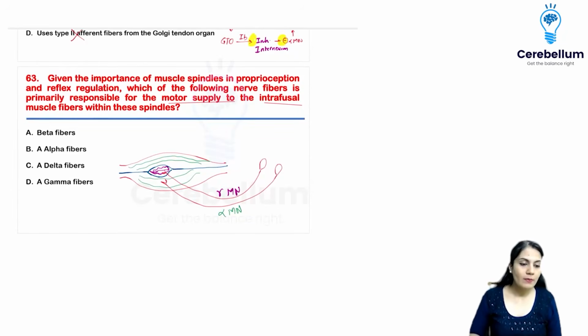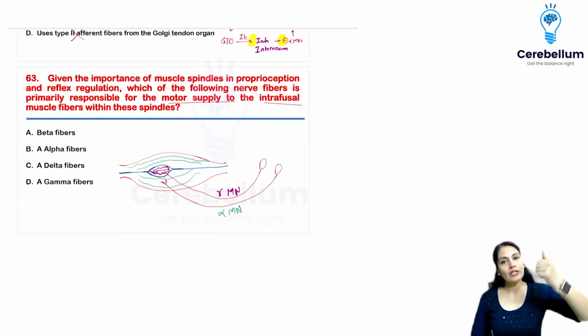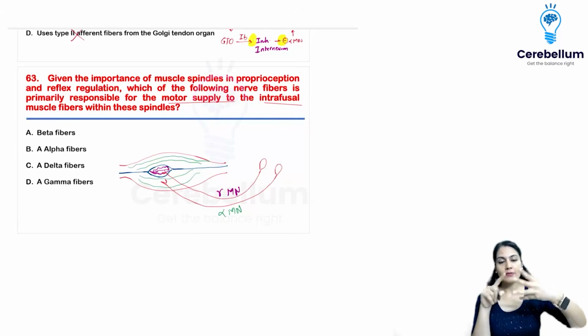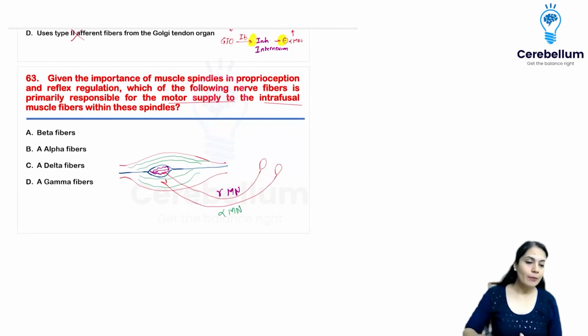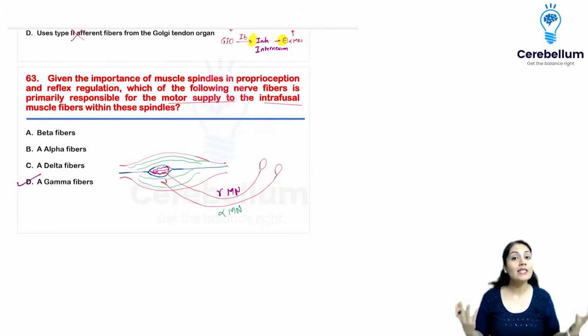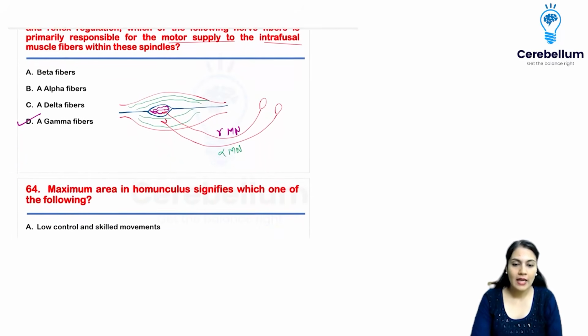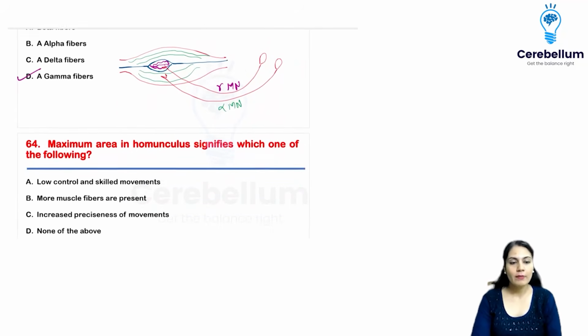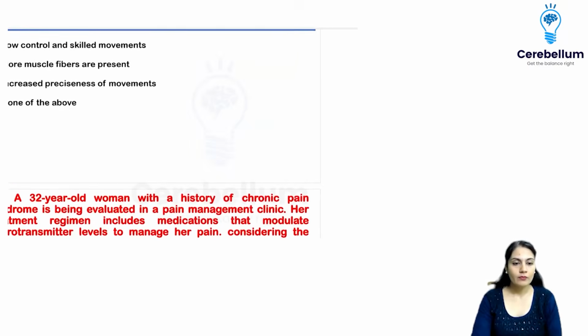If you remember the Erlanger-Gasser classification, we have only three fibers: A fiber, B fiber, C fiber. So from where have alpha and gamma come? The A fiber is further divided into four subtypes: A alpha, A beta, A gamma, A delta. That A gamma is nothing but the gamma motor neuron. So I'm going to mark it as option D. Option D. Yes, motor fibers are A alpha and A gamma. If they had asked about proprioception, I would have gone for A alpha, but they have specifically asked for the intrafusal muscle fiber. So I'm going to mark it as A gamma.